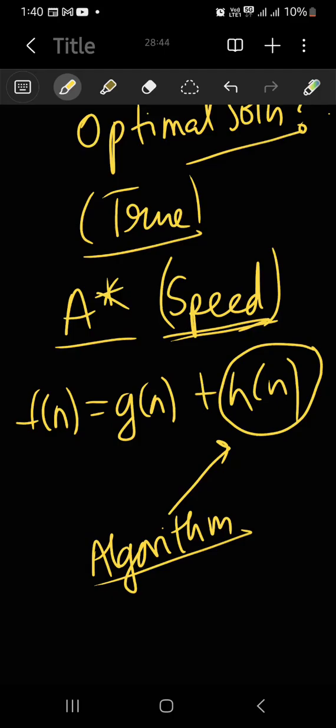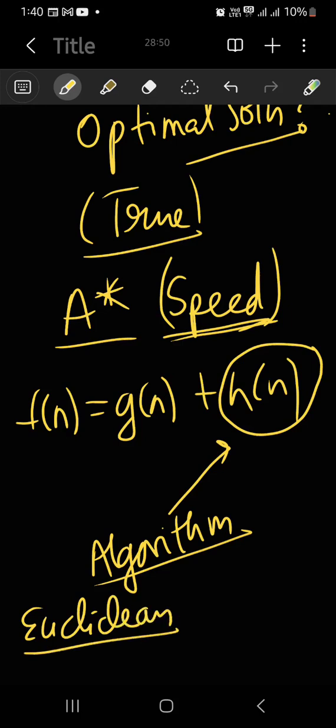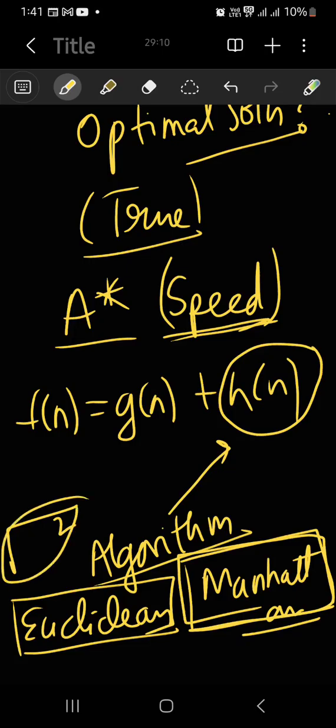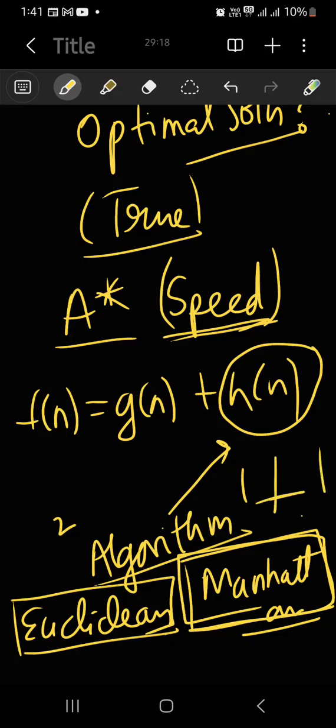Distance can be calculated in two ways. One is the Euclidean distance, which uses squares and square roots, and the other is the Manhattan distance. Now tell me, for which will A star be faster? The answer is Manhattan, because it can compute the distance very easily. It's less costly than Euclidean. For Euclidean, first you need to square, then take the root, which are costly operations. But in Manhattan, you just take the absolute value of the distance. So it is far simpler and faster. So the speed of A star depends on what type of distance computation you are using.